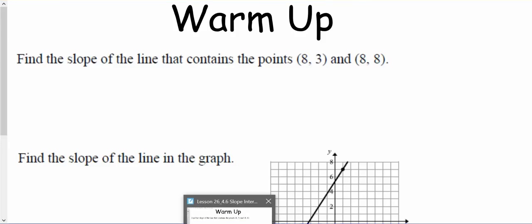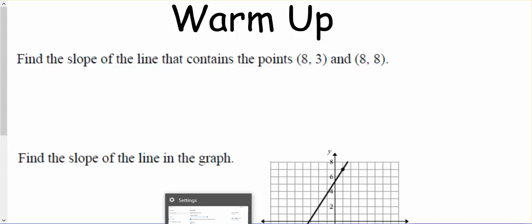Right off the bat, we can tell that our 8's are the same, our x values are the same. So I know that if my x values are the same, then I'm dealing with a vertical line. Let me show you.